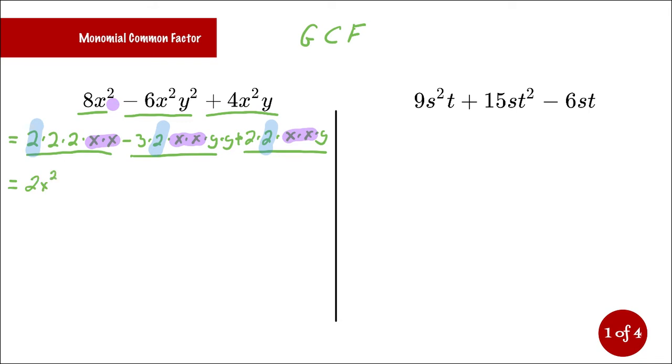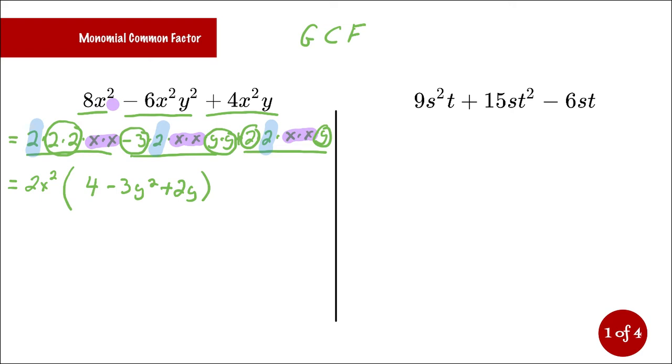Now every line of math must equal the one above it, so I must account for what's left. In my first term, I've got 2 times 2, which is 4. In my second term, I've got negative 3y squared. In my third term, I've got 2y. So I have now factored my trinomial.